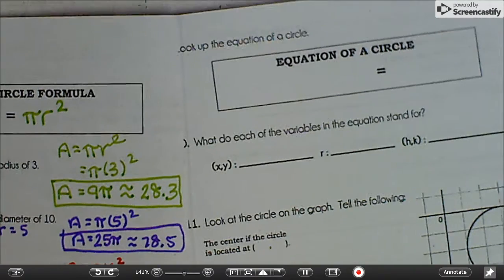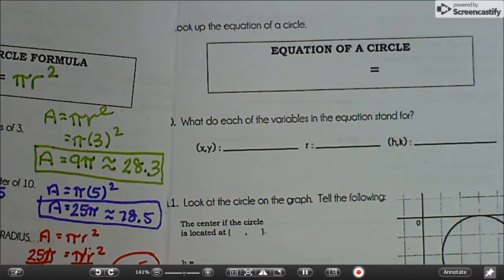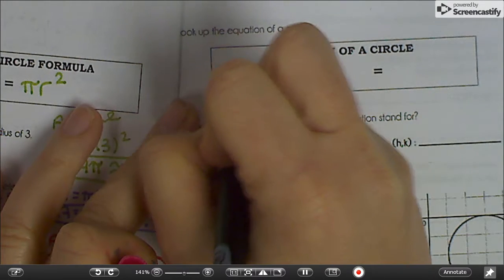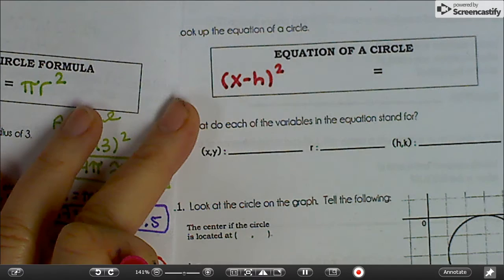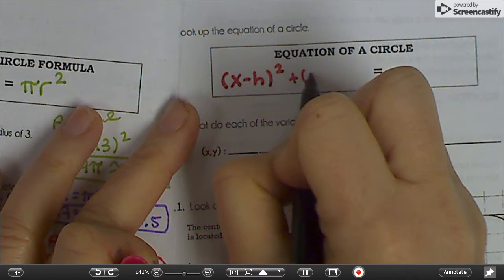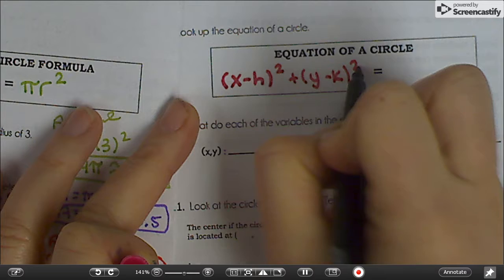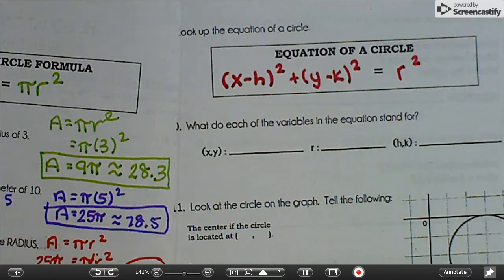All right, so we're going to move on now to talk about the actual equation of a circle. The equation of a circle, I'm just going to give it to you, is (x - h)² + (y - k)² = r². I hope when you look at that, it rings a bell. It actually is a version of the Pythagorean theorem.